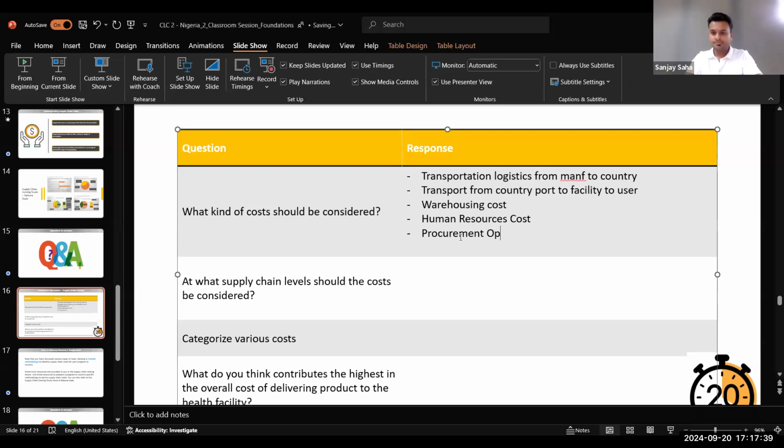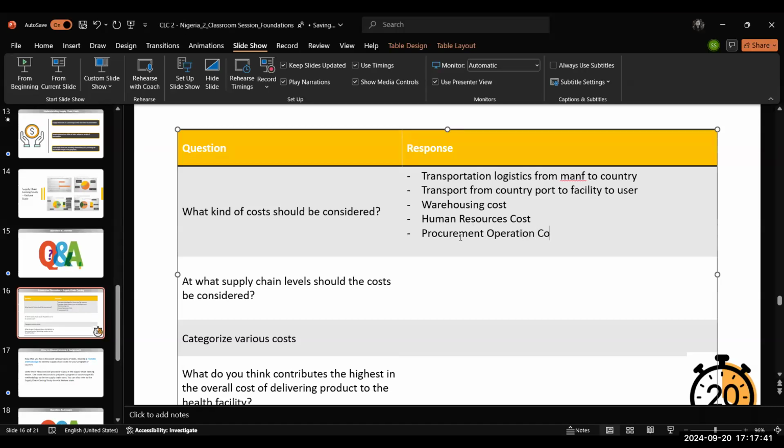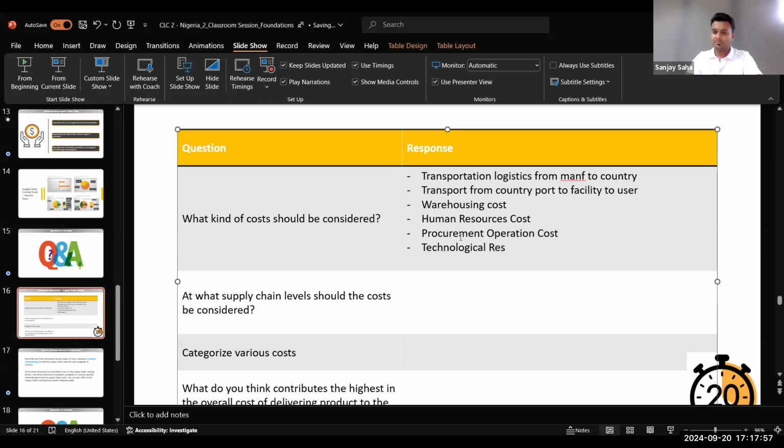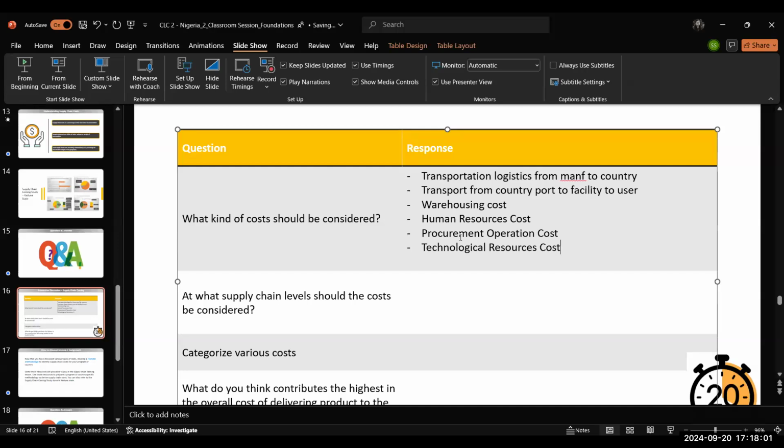I don't know how you classify this, but let me say it. I was privileged to manage a warehouse. We use this inventory software, mSupply. So you know you have to pay for the services. So this is technological software, platform resources cost. Yes, absolutely. Thank you.